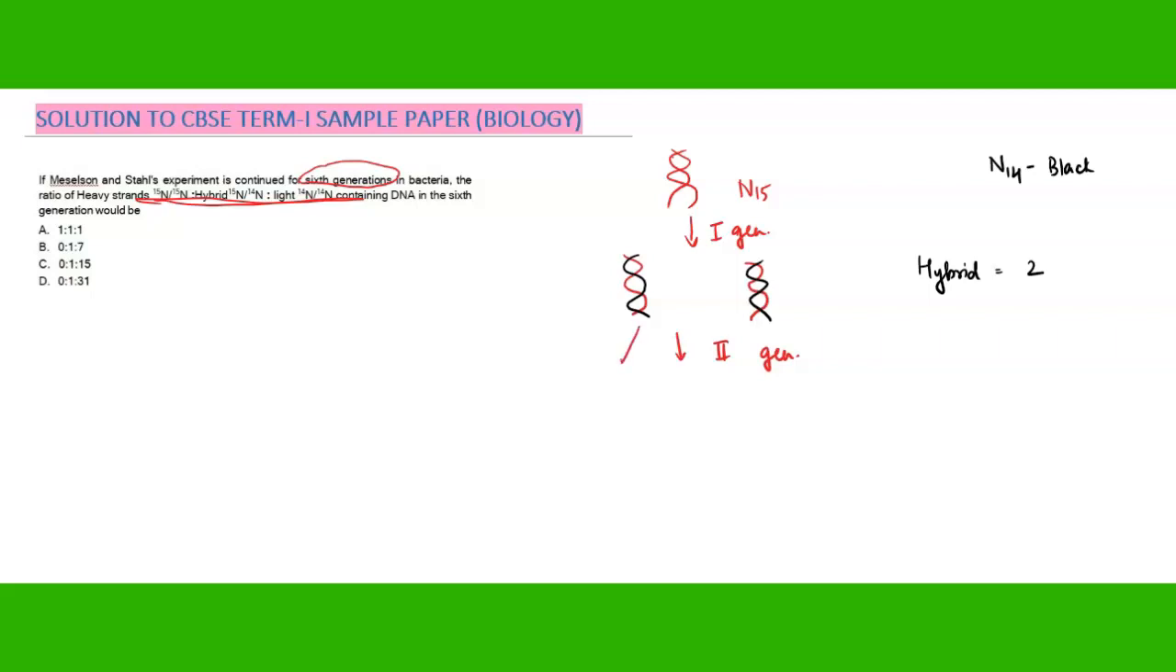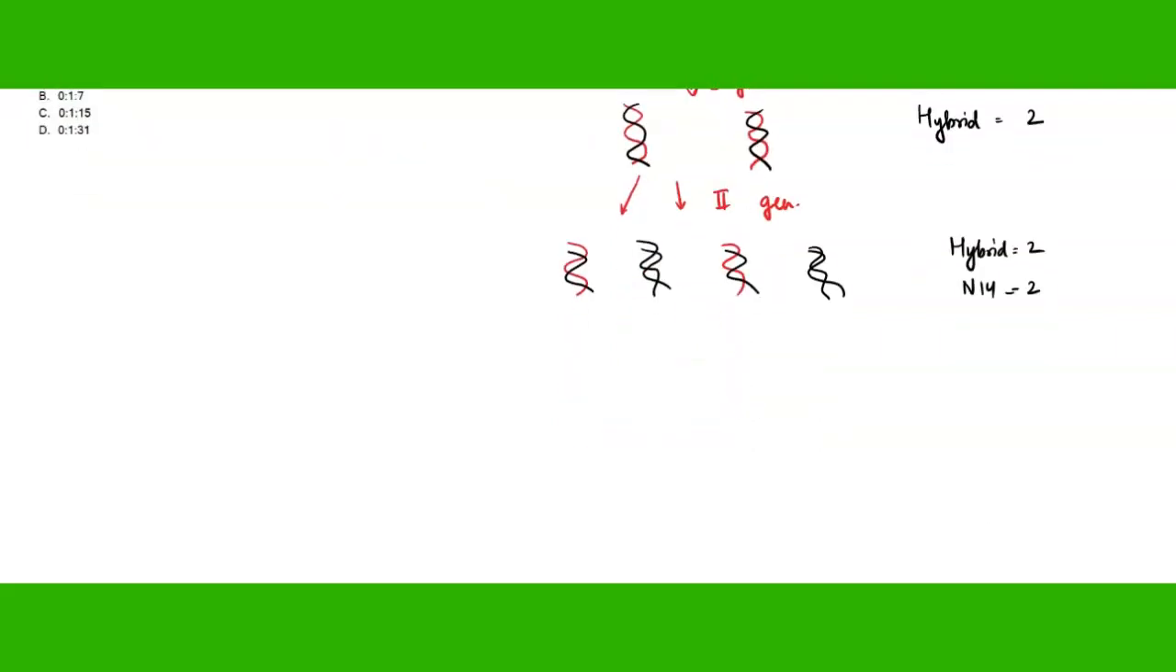So this first strand will be separated like this, and the another hybrid strand will also separate like this. So as we are continuing now in N14, so the another strand will be N14 only. So in this you can see that hybrid, they are 2 in number, and N14 they are also 2 in number, as we are going in N14 only. Let's move on now to the third generation, right?